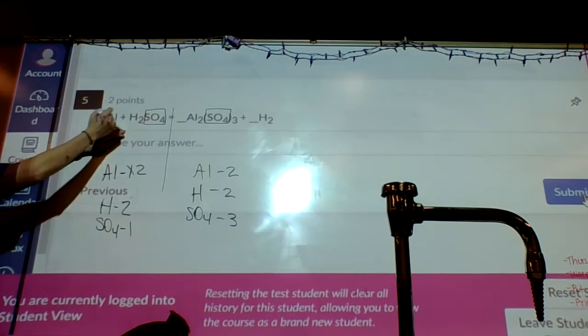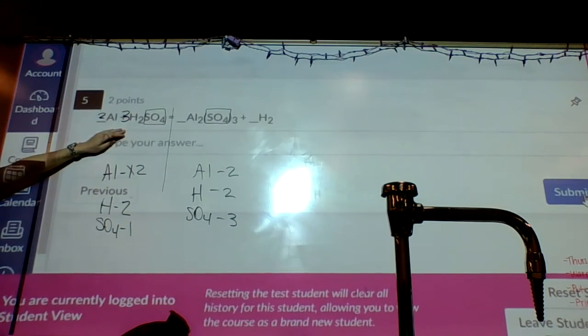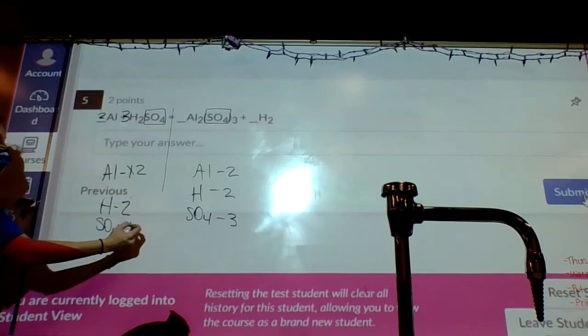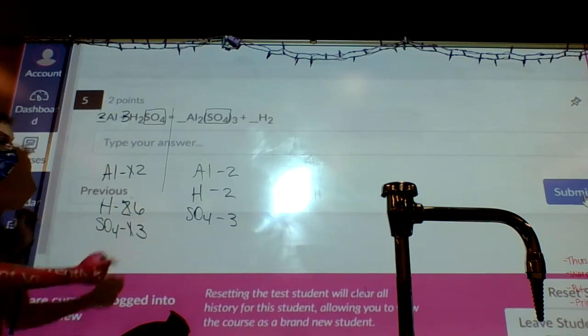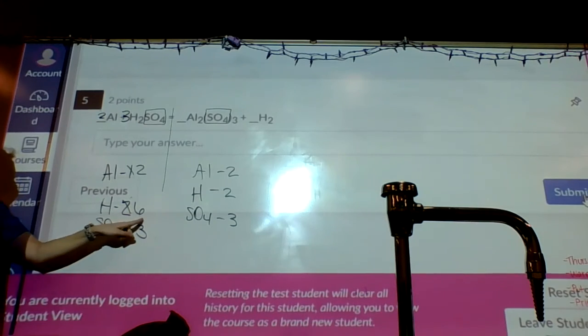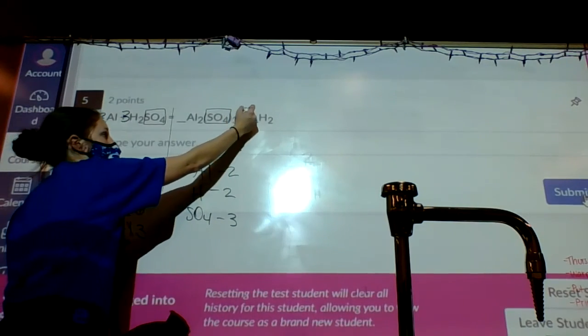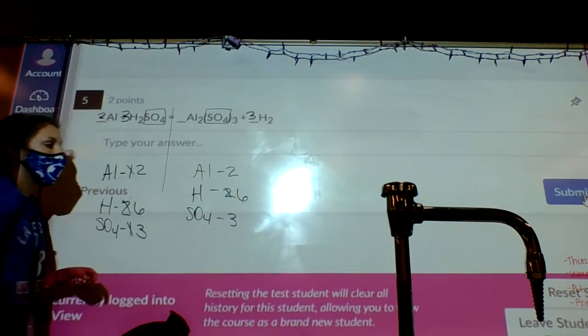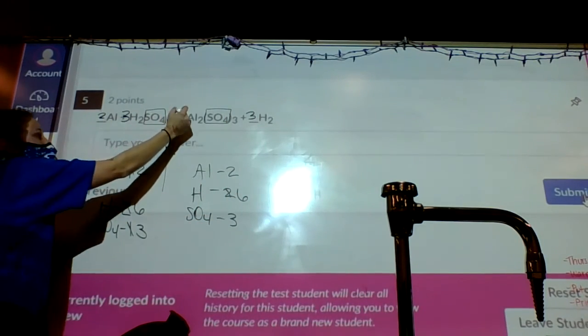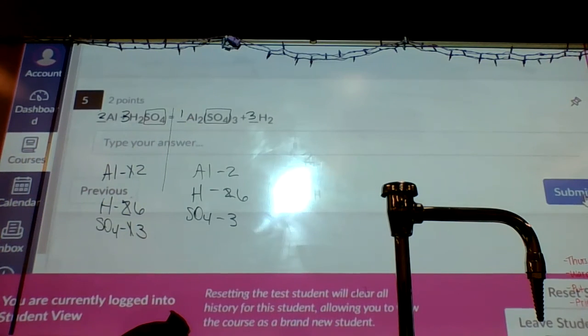So what number do I put in front of this? 3 to get my SO4 to 3. That gives 6 H. What do I got to do over there? Do the H times 3. Now I'm balanced: 2, 6, 3. So my answer is going to be 2, 3, 1, 3. Okay, so that's something new that I wanted to talk about.